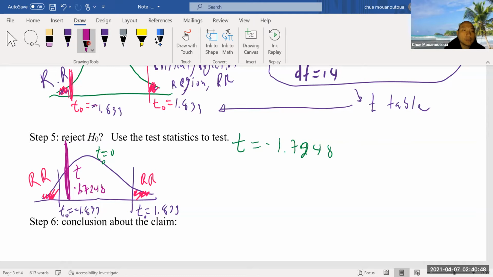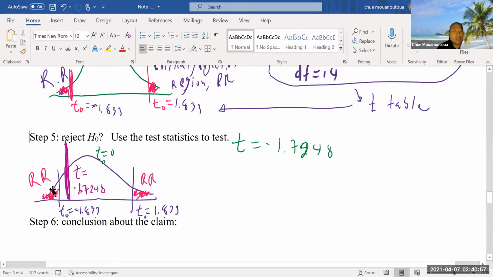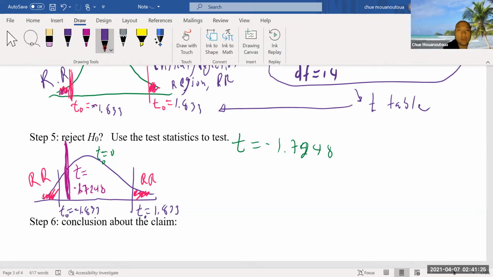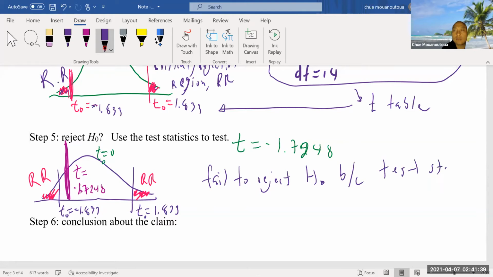So it is not quite inside the critical region, or the rejection region. Because of that, we're not going to reject. If the test statistic is in the region, then we reject. That's why it's called the rejection region. If it is not, then we fail to reject H0, because the test statistic was not in the critical region or rejection region.